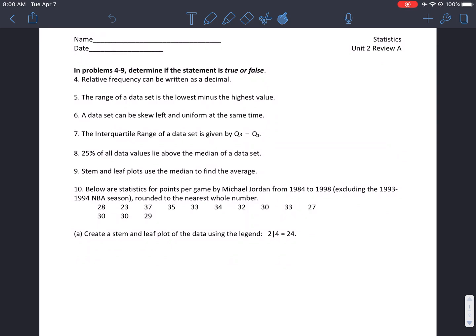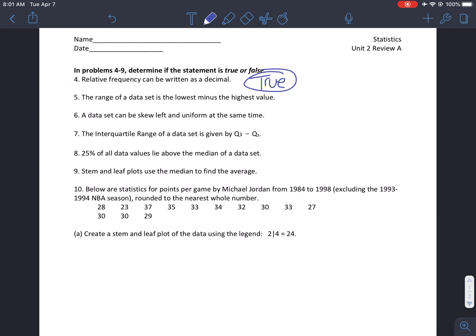Here's part 2. In problems 4 to 9, determine whether the statement is true or false. Alright, I encourage you to pause the video and try these problems, and then I will go through them. Alright, here we go. Relative frequency can be written as a decimal. That is true. Normally we would write something like 3 over 10, but you can also write that as 0.3.